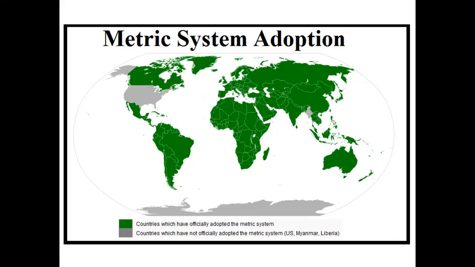This map shows how many countries around the world use the modern metric system and the few countries that still use the ancient imperial system.